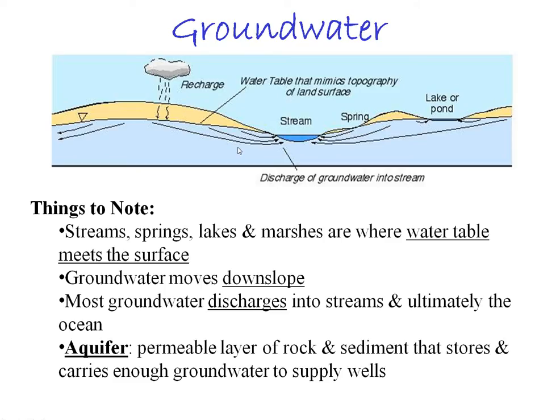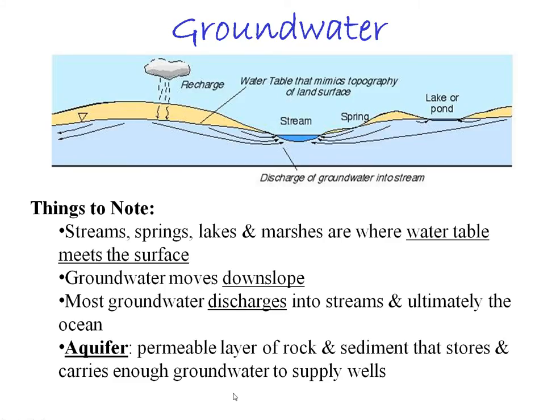Groundwater moves down slope, like anything else. Most groundwater discharges slowly into streams and ultimately the ocean. When I say slowly, it's often a matter of tens to hundreds of years. The water table does seem to mimic the topography of the land surface, so under a hill the water table is slightly higher than it is under a valley, relatively speaking.